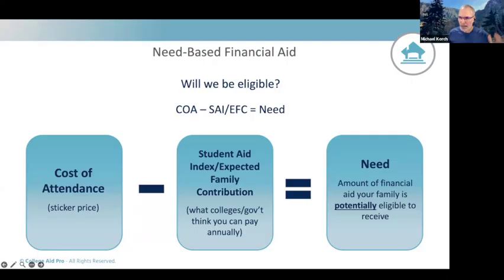It's not a big long form. If we were to send you all the documentation, it's probably a 200-page PDF. There's a lot that goes into it, but the math is pretty simple. It's essentially an index that represents what the colleges and the government think you can pay annually for one student, basically one year of school. So for example, if the school costs $80,000 and your student aid index says the family can pay 20, then there's a gap, a potential for need that's $60,000.